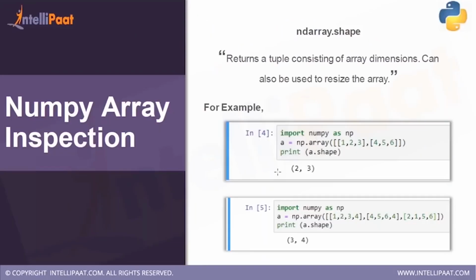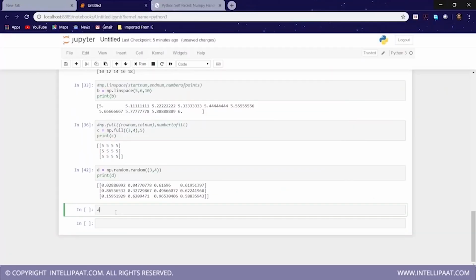Now we go to how we access these numpy arrays. Let's say we are creating two arrays. How do we access them? How do we see what's in the array and what's not?